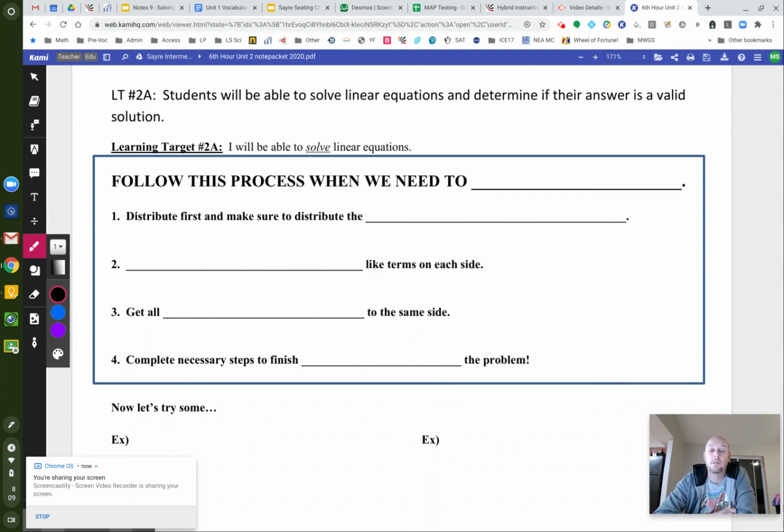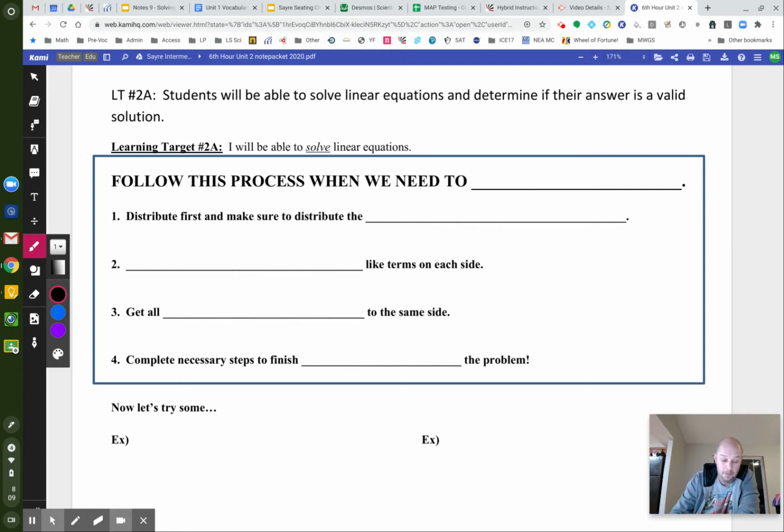All right, so this is notes 2A. This is solving linear equations. And we're going to go through some steps. I want you to write down all of these steps to make sure you have them in your notes, and then we'll go through a few examples, and then you'll be able to do your work afterwards. So we're going to follow this process when we need to solve equations.